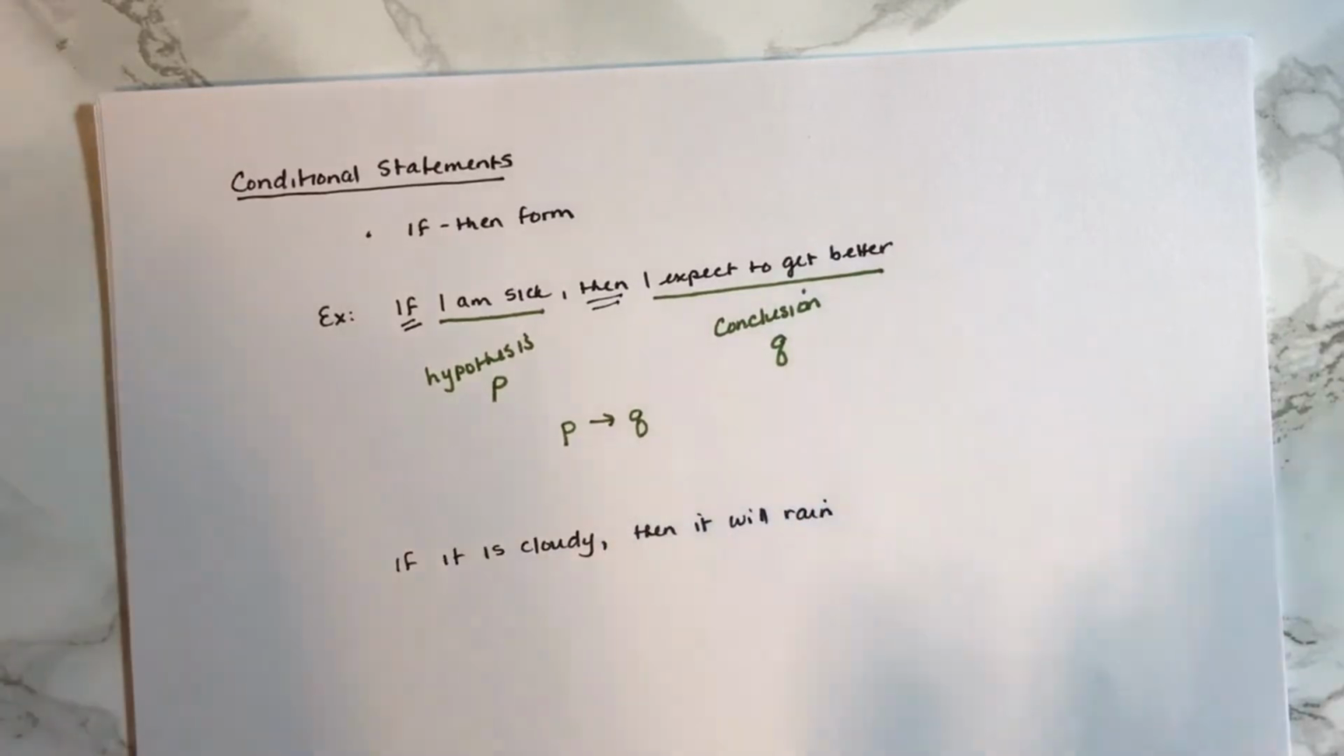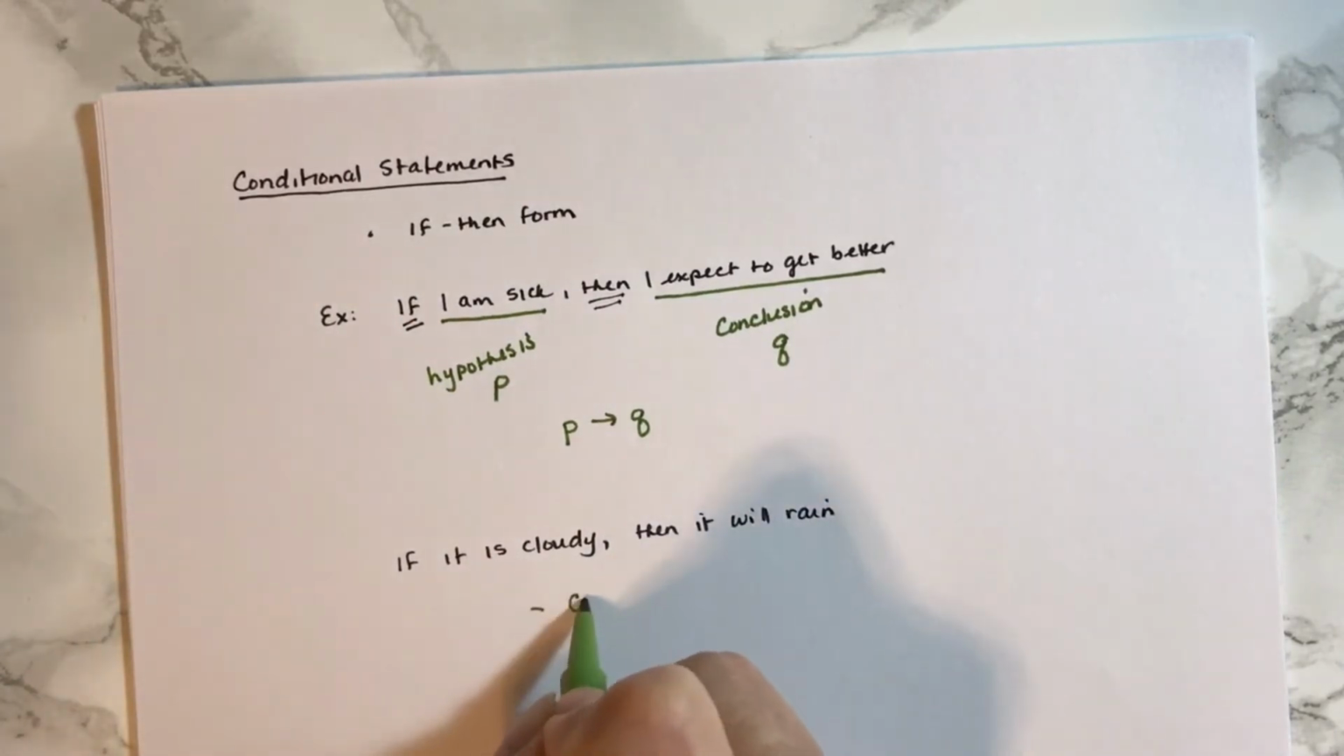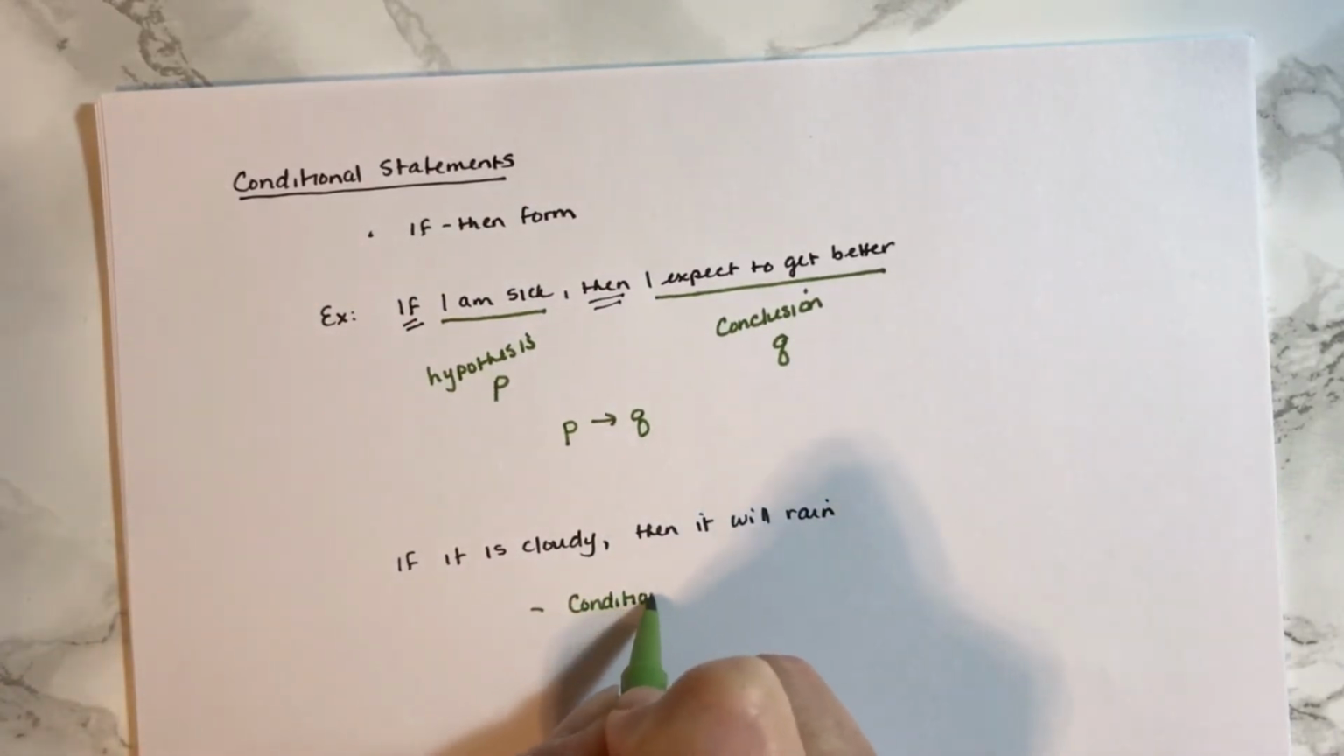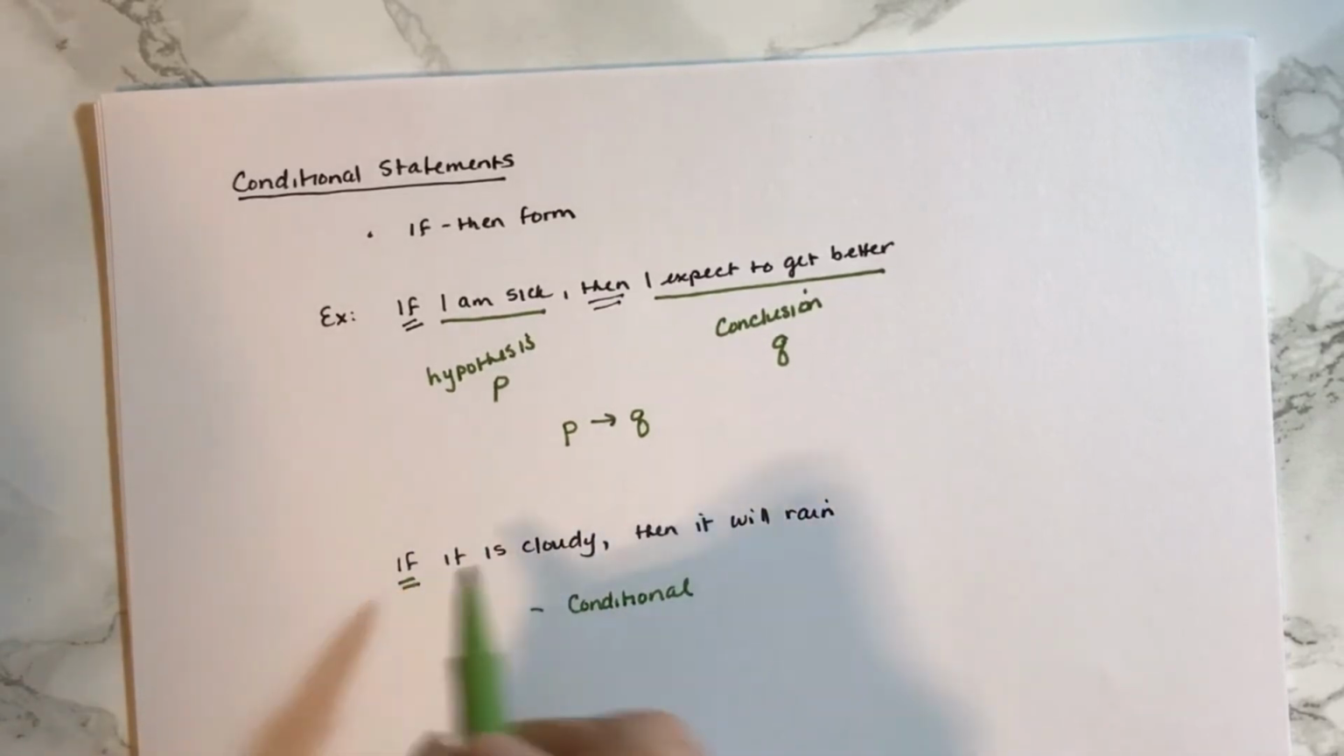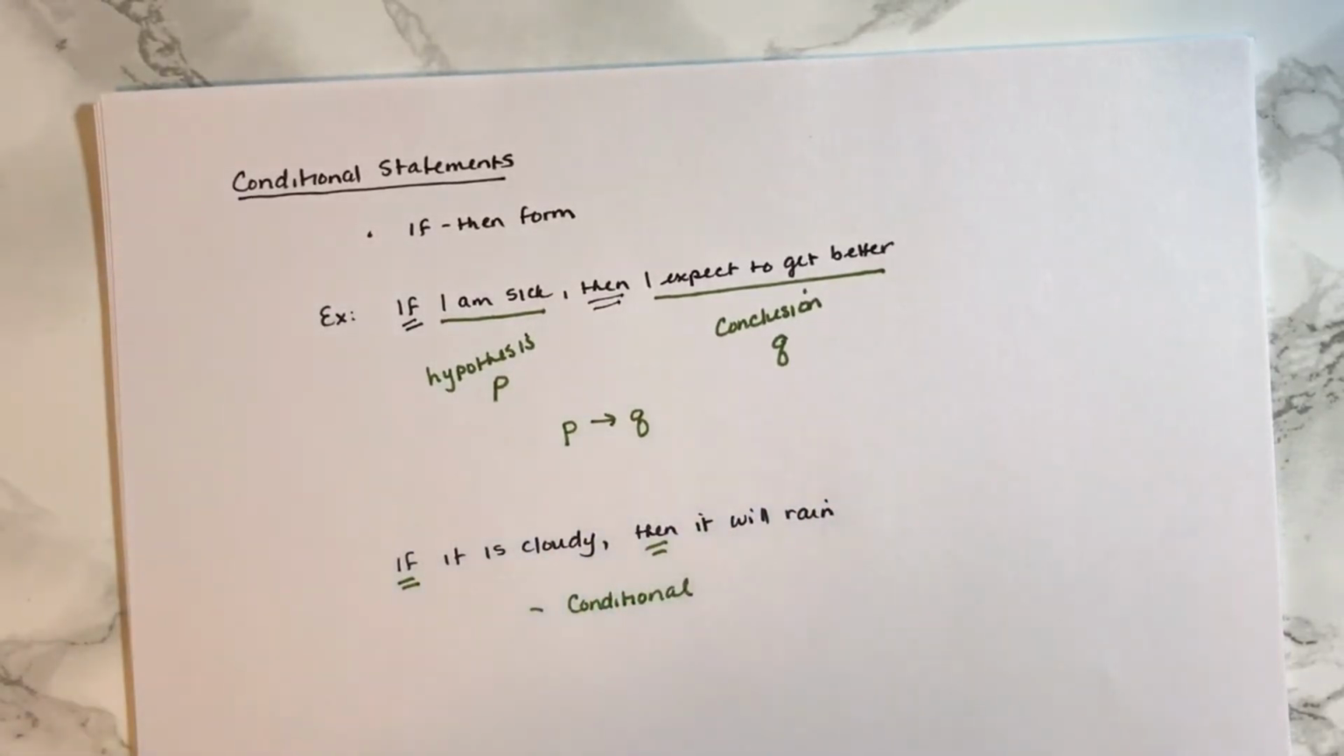Now look, this may be true or not true. I don't know yet, and I don't care. Okay, maybe it will rain if it's cloudy. Sometimes it's cloudy and it doesn't rain. The idea is first of all, what kind of a statement is this? You would say this is a conditional statement. Why? Because it contains the words if and then, right?